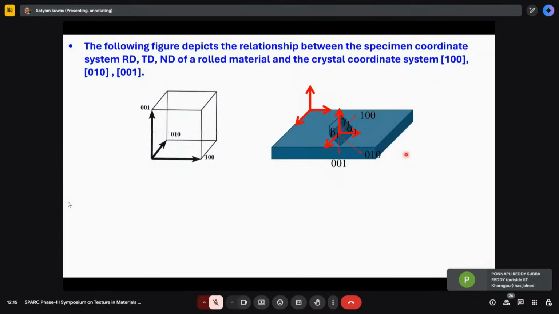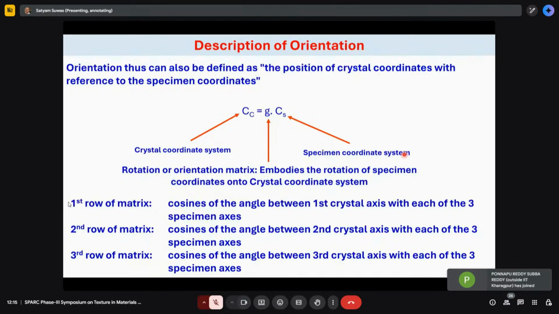To represent this kind of orientation, you need a crystal coordinate system and a sample coordinate system, and then there will be a rotation or orientation matrix that embodies the rotation of specimen coordinates into the crystal coordinate system. This matrix will have the first row as cosines of the angle from the first crystal axis with each of the three specimen axes. Similarly, the second row will have cosines of the angle between the second crystal axis and each of the three specimen axes, and the third will be for the third crystal axis.